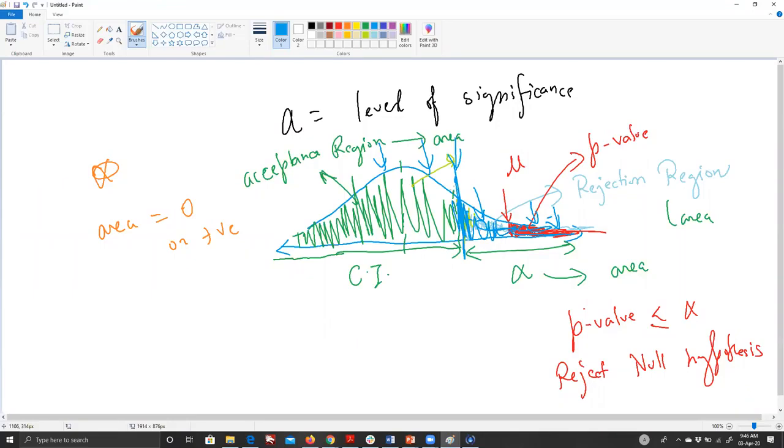Is it clear, or is there still a problem? It's clear. Yeah. Okay. Don't worry, I will give you a couple more examples to make it very clear. Now let me ask you, how will you get this p-value?